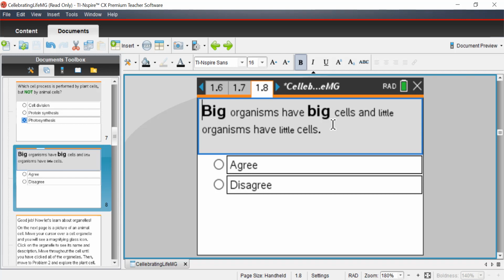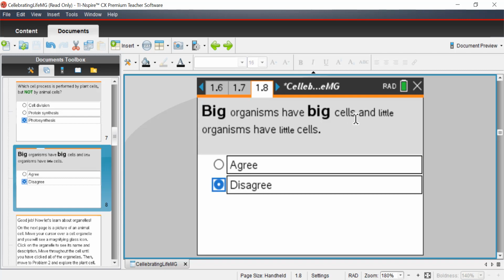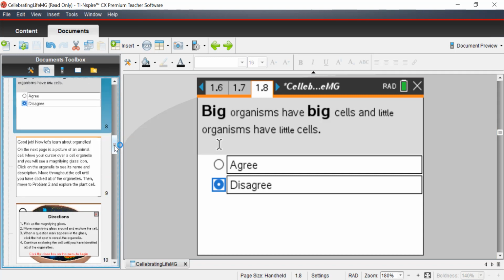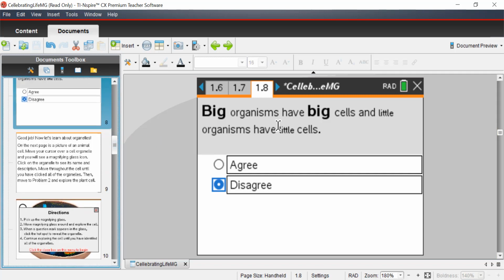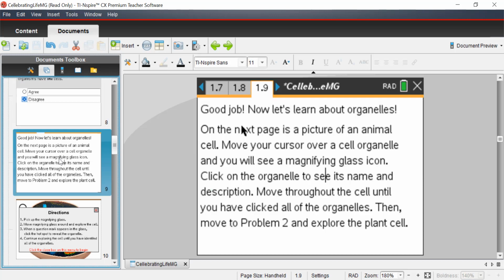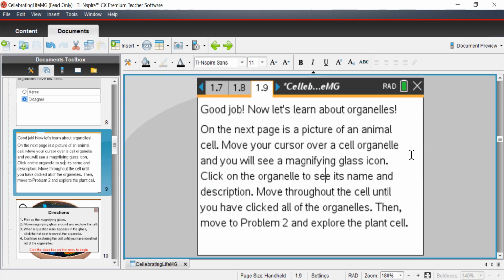There's a reason your cells are small. It's because it has to do with being very efficient and having a very good surface to volume ratio. But anyway, this answer is disagree. The big organisms and little organisms have roughly the same size of cells, just probably a different number of cells. All right, so page 9, good job.